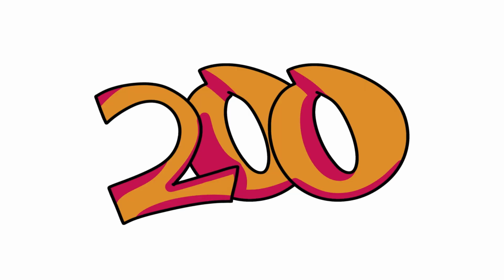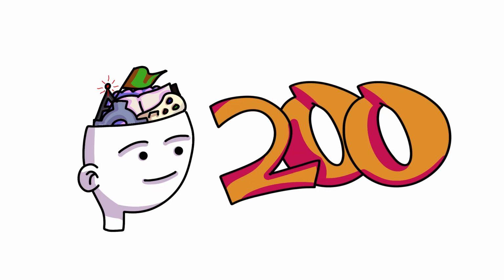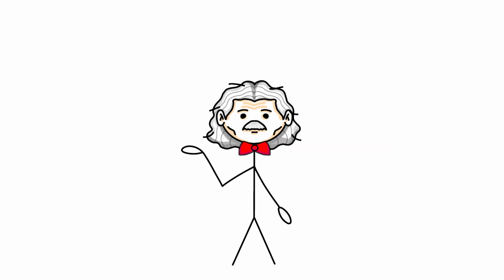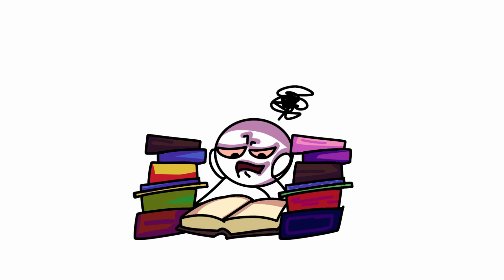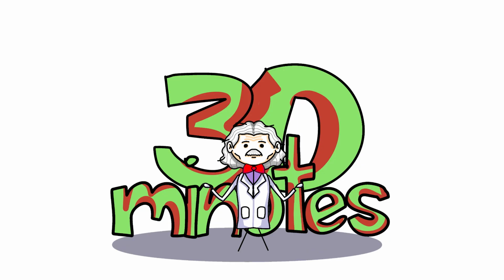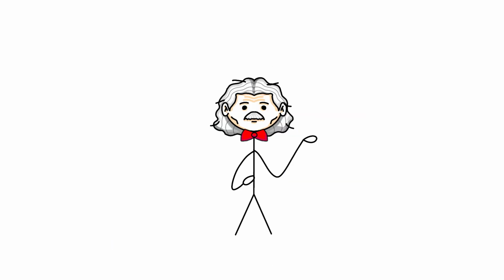There are more than 200 cognitive biases. Knowing and remembering them all is difficult, if not impossible, for most people. It would take you over 15 hours just to read through them once. But what if you could condense all these biases into less than 30 minutes? That is the goal of this video.